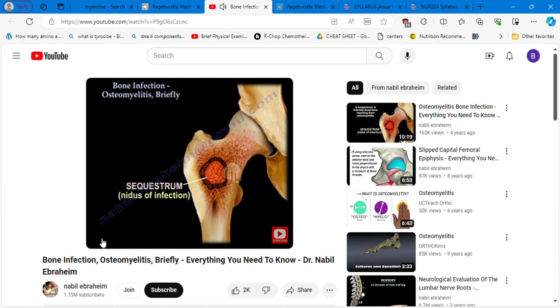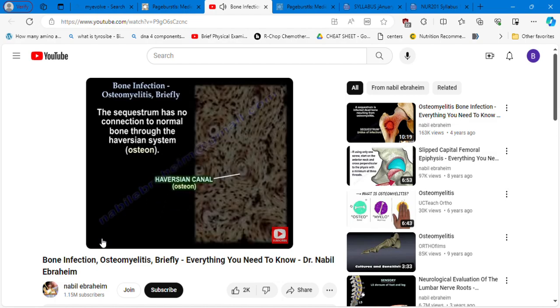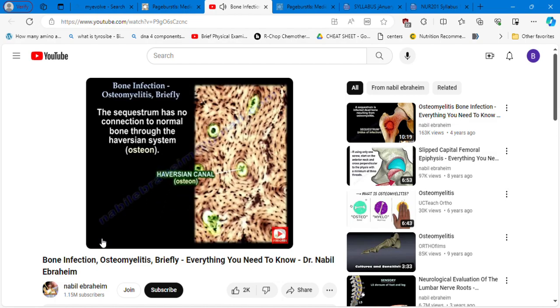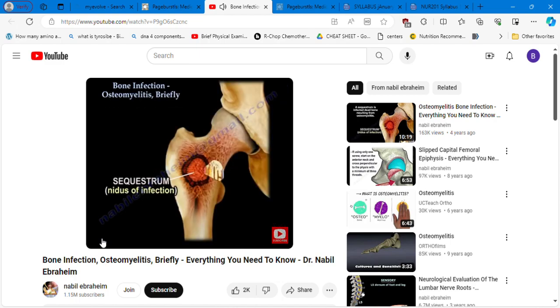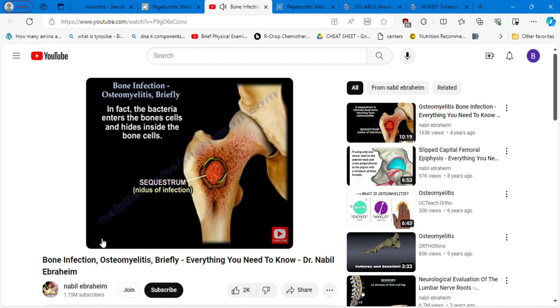So it's a very well-shaped, identified area. Haversian canals surround blood vessels and nerve cells throughout the bone. The sequestrum has no connection to normal bone through the Haversian system, and therefore cannot supply normal blood or immunoglobulins, right? Due to the avascular nature of the sequestrum, antibiotics cannot reach the sequestrum or the bacteria because the sequestrum is separate from the Haversian system.